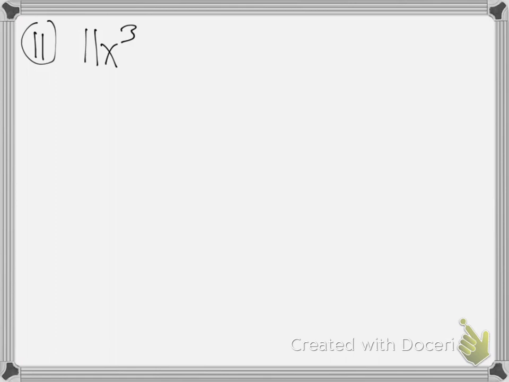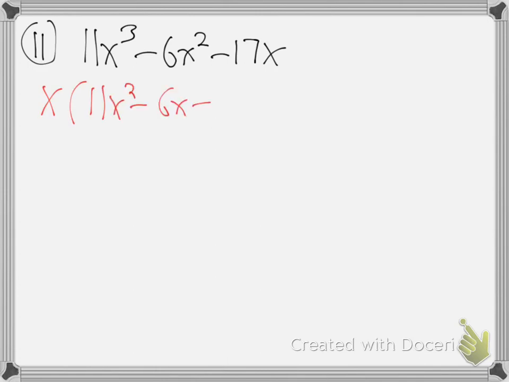11x cubed minus 6x squared minus 17x. All right, there we go. What's the first step on every factoring problem? GCF. What do they all have? An x. Okay, now three terms. Let's bow tie it.